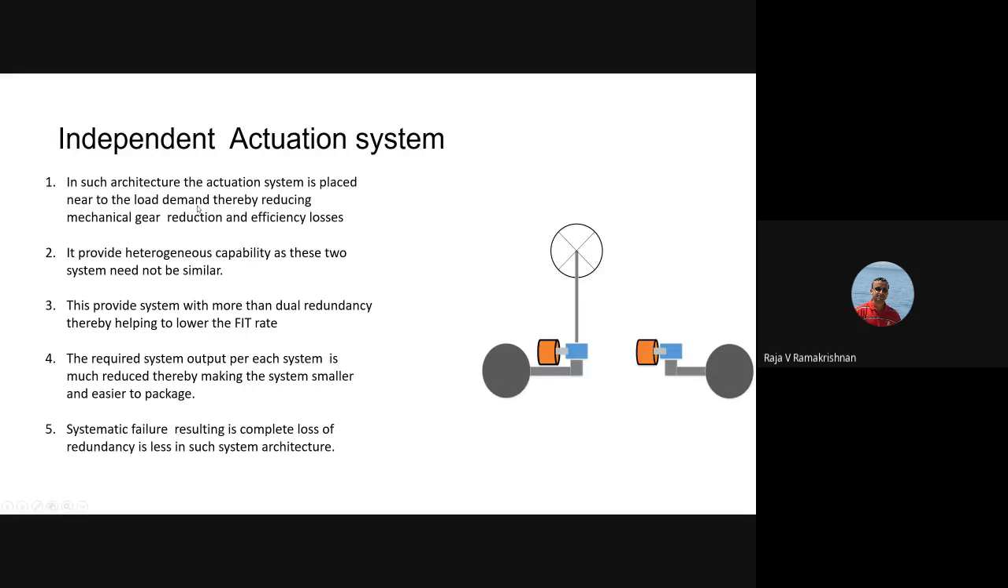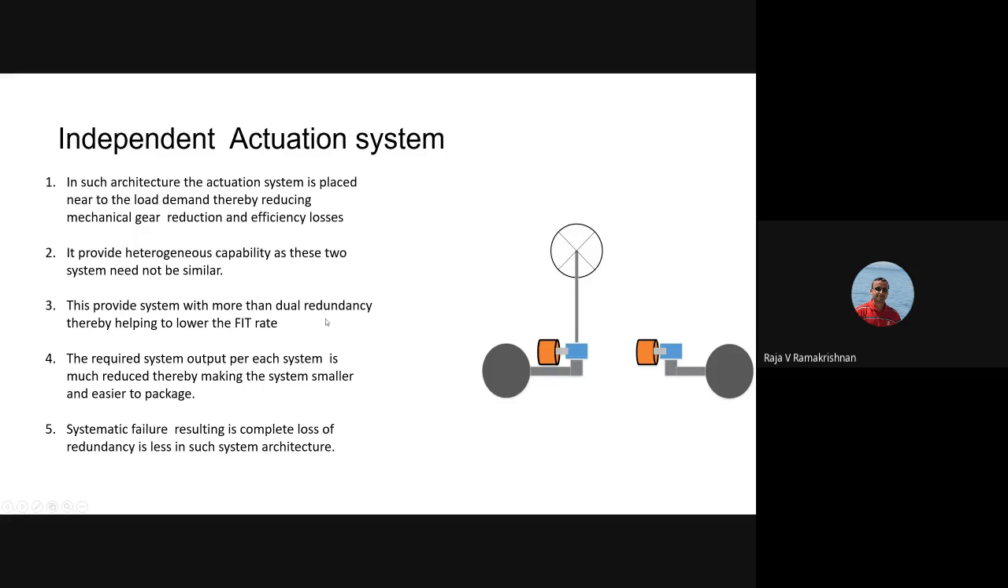In such architecture, the actuation system is placed near the load demand, thereby reducing the mechanical gear reduction and efficiency losses. So that's very good in the case of failures and efficiency wise. We have a much more efficient system. It provides heterogeneous capability as these two systems need not be similar. So these two are completely independent systems. You can design it different ways, just that they need to talk to each other when we are defining torque and stuff. But this can be developed totally independent of each other.